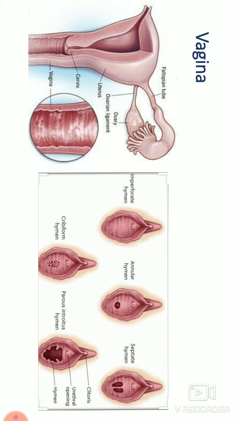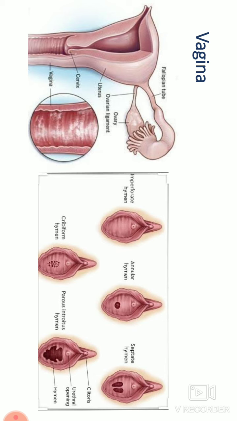So what is the function of the vagina? It forms the organ of copulation. It forms the birth canal, a passage for delivery of the fetus, and it forms a canal for uterine secretion and menstrual blood to come out.